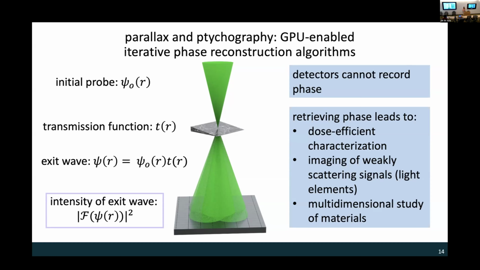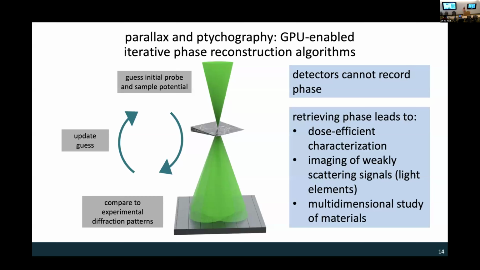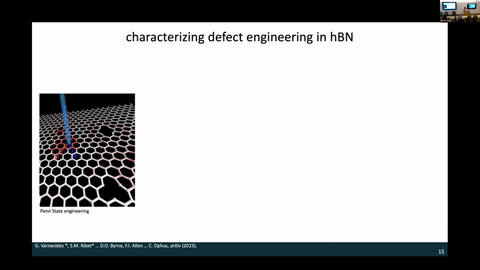There's many flavors of this, but the basic idea of how this works is you have some initial guess for your probe and your sample. You have a forward model that allows you to compare your guess to your experimental data, and then a loss function helps you update your guess. And you're running this iteratively over and over and over again for your entire data set, and it can get quite large. So let me show you an example of why we'd want to do this.